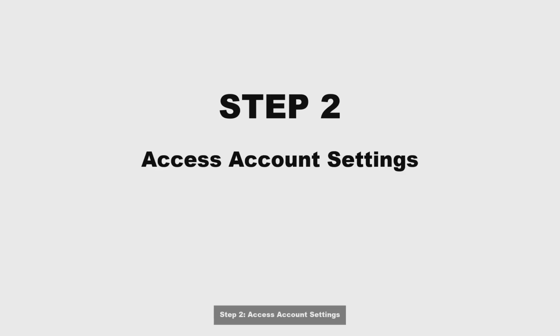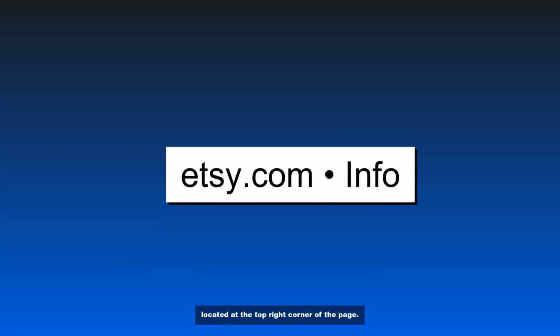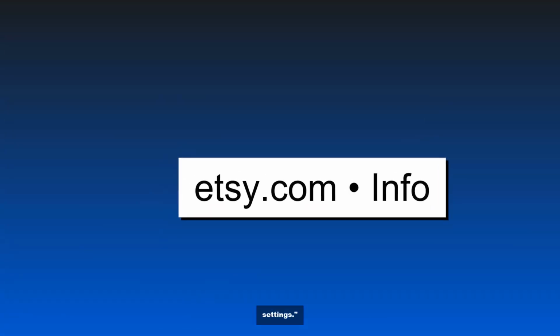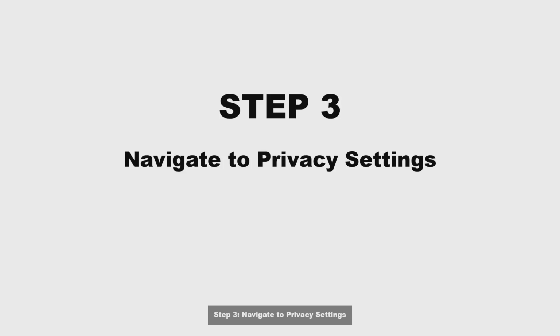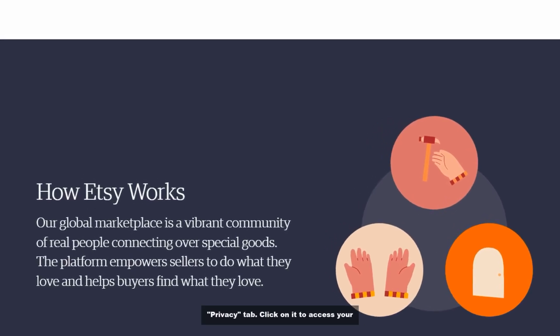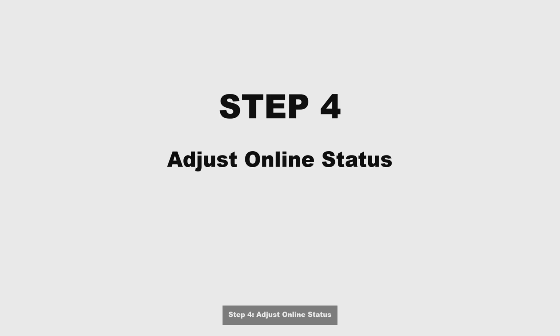Step 2. Access account settings. Once logged in, click on your profile icon located at the top right corner of the page. From the drop-down menu, select Account Settings. Step 3. Navigate to Privacy Settings. In the Account Settings menu, look for the Privacy tab. Click on it to access your privacy preferences.